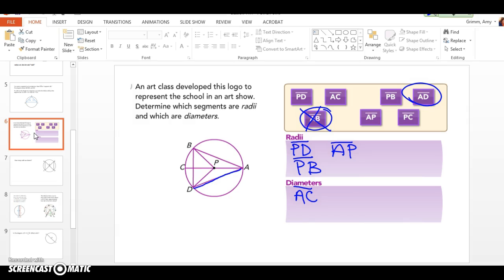All right. What about AD? Neither. Good, because it's not going through the center. So no, that is not either one. And our last one is PC. Yeah, very good, because it's right here, P to C. That would be a radius. So PC, that one works there. Okay? Good.